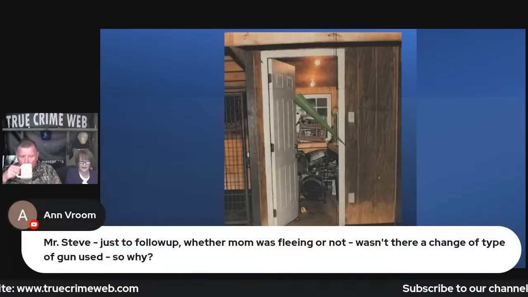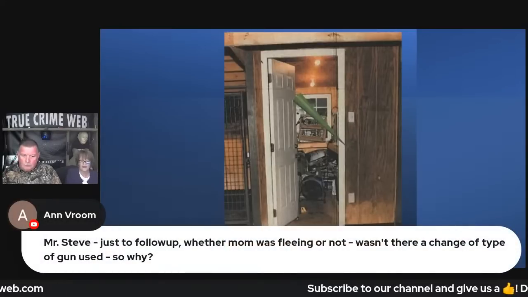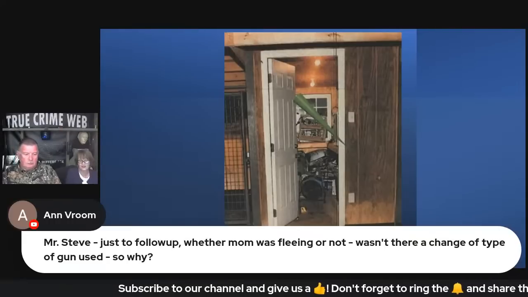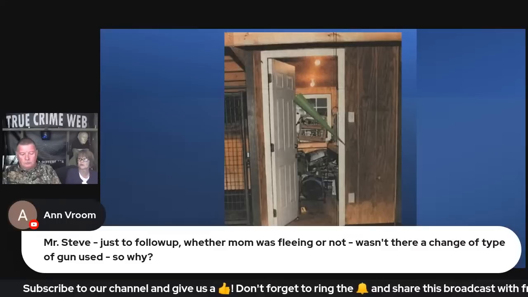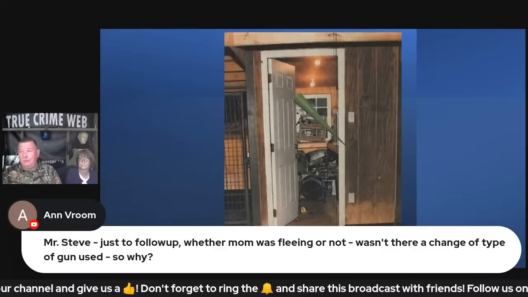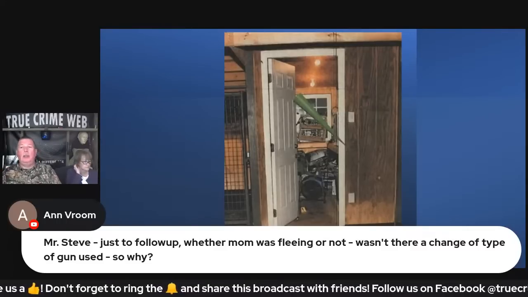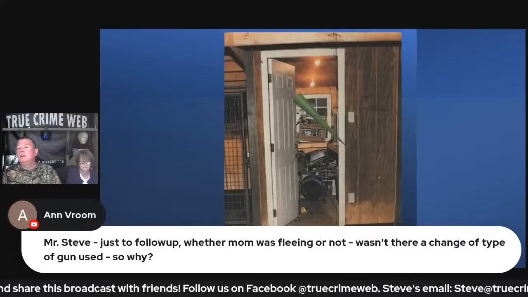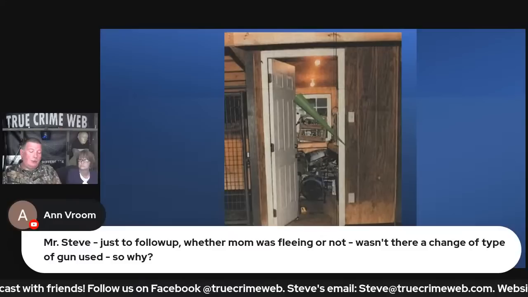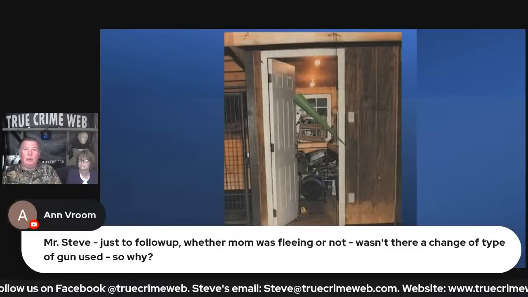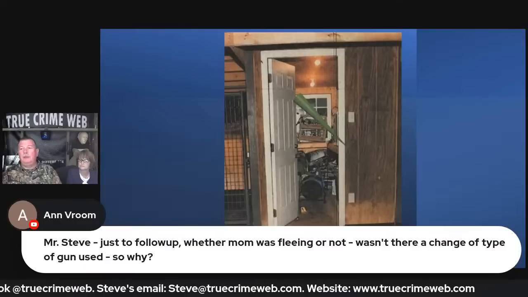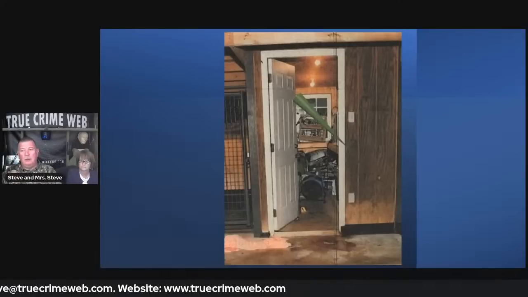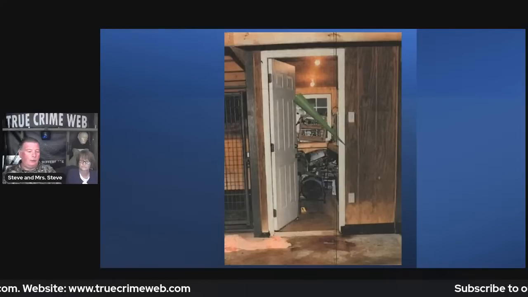All right. And Ann, Mr. Steve, just to follow up, whether mom was fleeing or not, wasn't there a change of type of gun used? Yes, and that could be either that we have 2 offenders or we have one offender that wants to make it look like there's 2 offenders. And so the defense story is going to be multiple offenders. The prosecution's story is one offender to make it stage and appear to be 2 offenders.